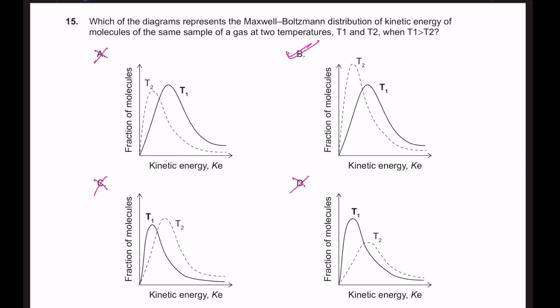The answer should be B. In B, you see T1's peak is lower than that of T2, right? And the peak has shifted to the right. So the curve has flattened out. So B is the correct answer for question 15.